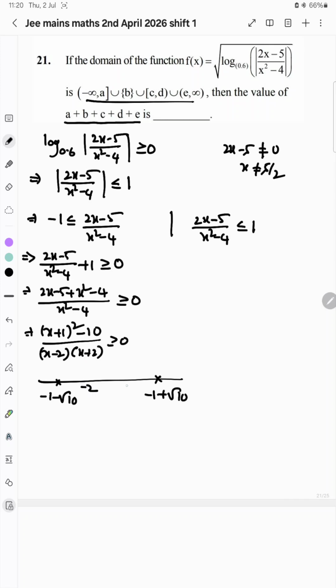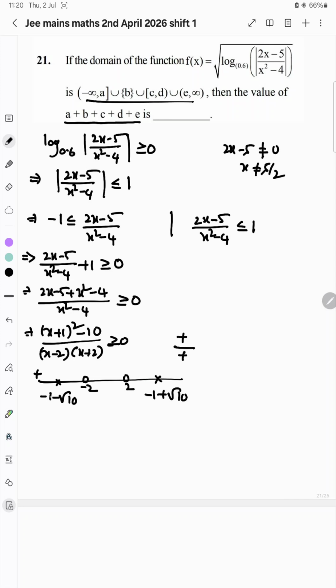So minus 2 and plus 2, these points are excluded, so keep open bubbles, that means the points are excluded, right? Next, the entire result must be positive, so we should take only those x values. For example, take a value smaller than minus 1 minus root 10. Root 10 is 3 point something, so minus 1 minus 3 point something is minus 4 point something. So let's take minus 5. Taking minus 5, 1 minus 5 is 4, 4 square is 16, 16 minus 10 is positive. The numerator is positive. The denominator is negative into negative, which is positive. Positive by positive is positive, we will get it.